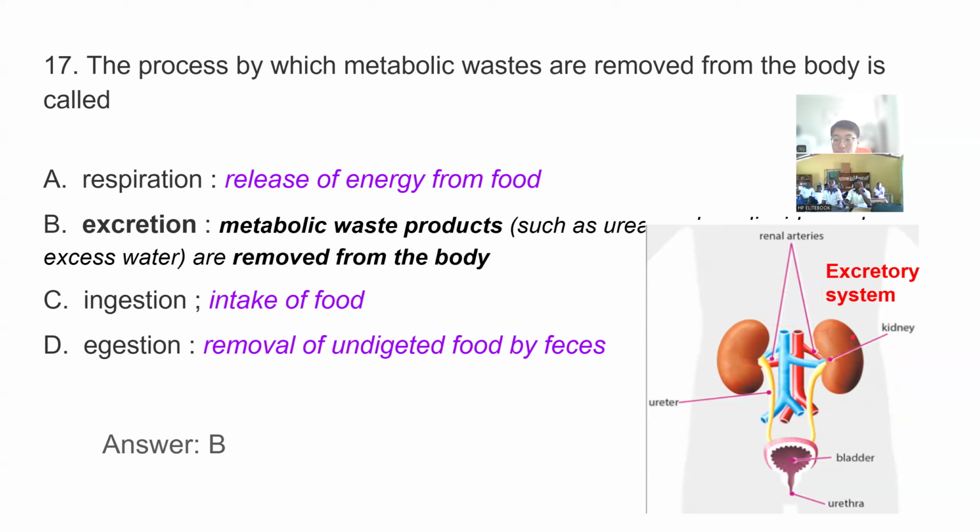Although I didn't put a picture, you can imagine how wastes and water are moved through diffusion across the renal arteries, and all of these wastes are excreted through the ureter, collect in the bladder, and are released out of the urethra.